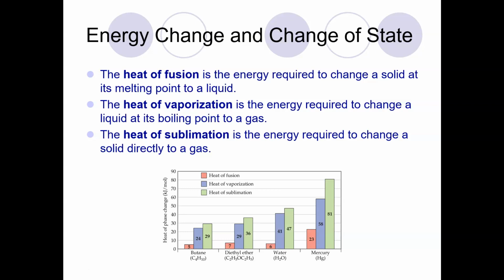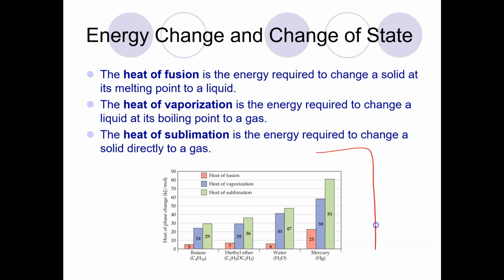Now, of these three, the one that takes the most energy, well, heat of sublimation takes the most energy because going from a solid to a gas, that's a giant change. Solids and gases are very different from each other, so it takes a lot of energy to make that happen. The one that takes the least amount of energy is the heat of fusion. Melting something takes less energy than boiling something or subliming something.